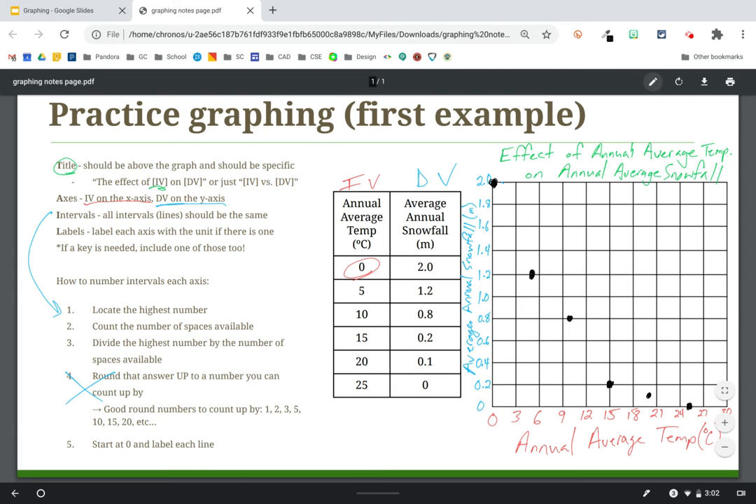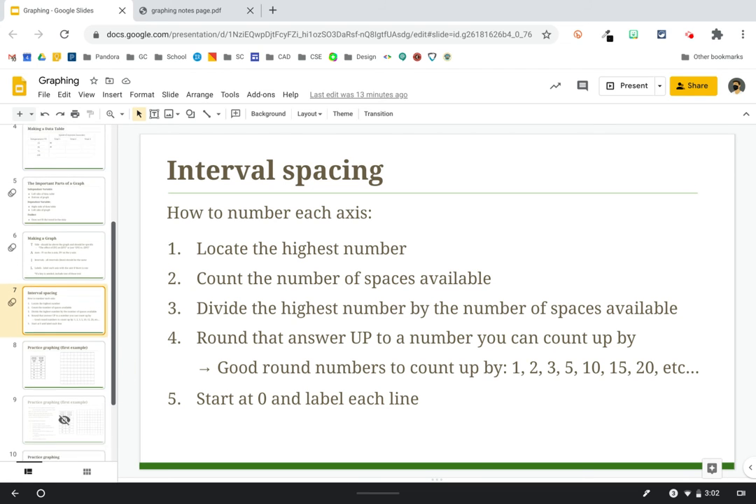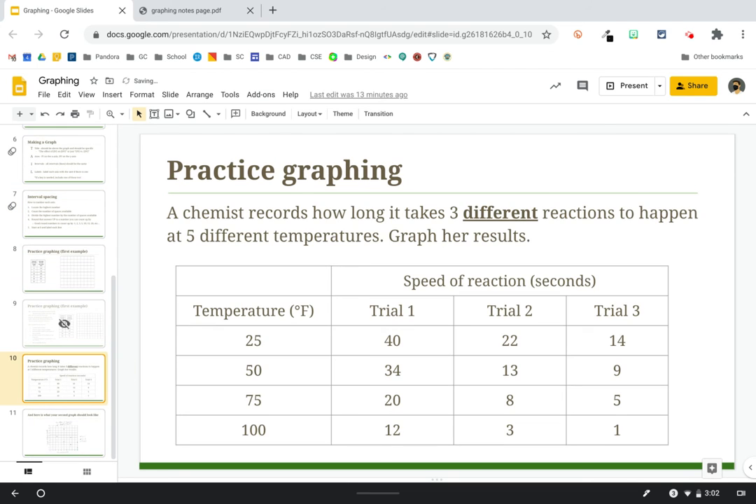Making sure that we put a title, axes were labeled, the intervals were counted out the right way. And then we labeled everything before we started plotting data points. So you could take a couple of minutes, you could pause this video and try to graph this data. There should be room on your notes. And then once you are done, you can unpause your video and see the answer, which I'll show you in just a moment.